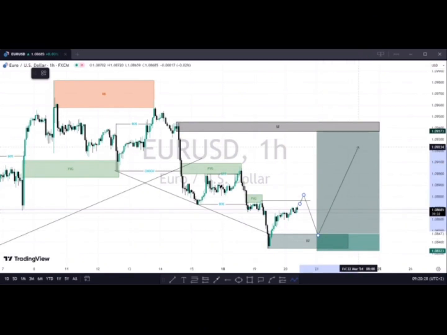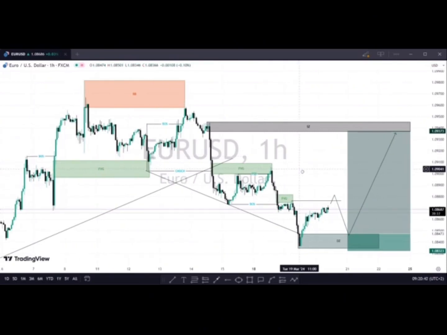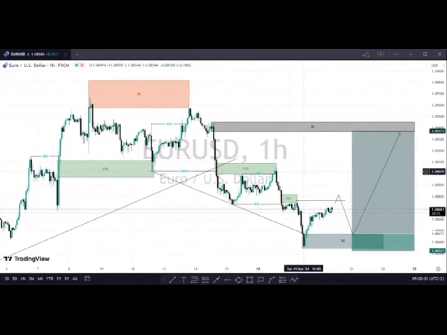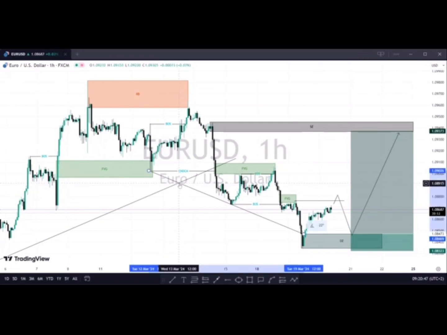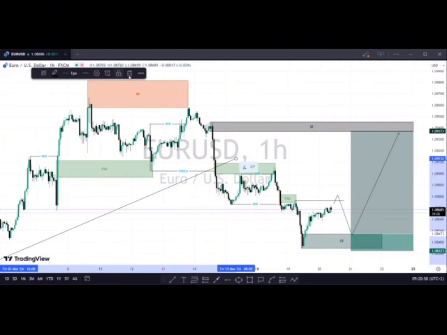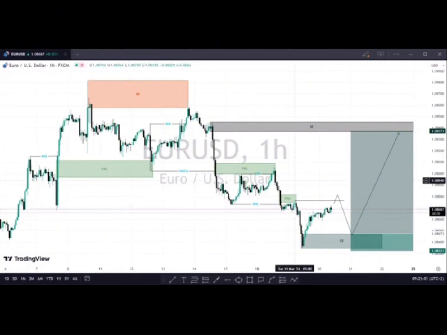then all the way to the supply zone. That's when we will be able to capitalize in the market. Let me just remove the trend lines so we can have a tidy chart. I love my charts clean. Oh, let me delete this one too.